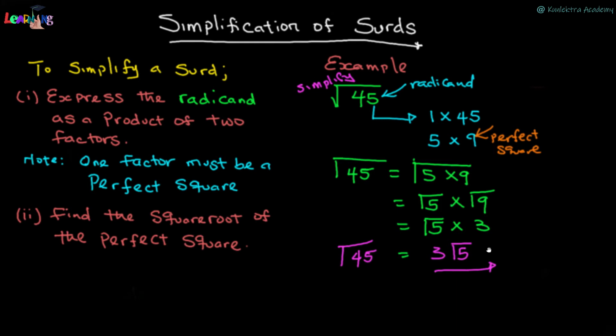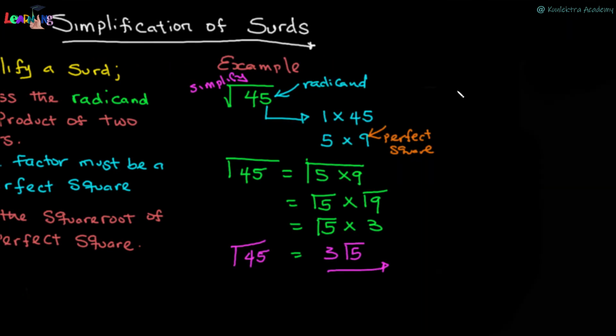Here is another example. Root 162. What is the first thing we are supposed to do? This is our radicand. Find two factors, one of which is a perfect square. We have 1 times 162 as a factor. Another factor, 2 times 81. Out of this, you will see that the one that is a perfect square is 81.